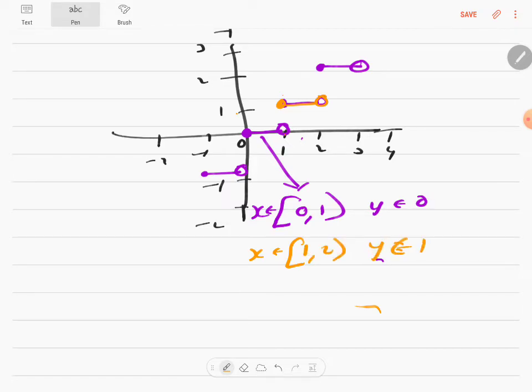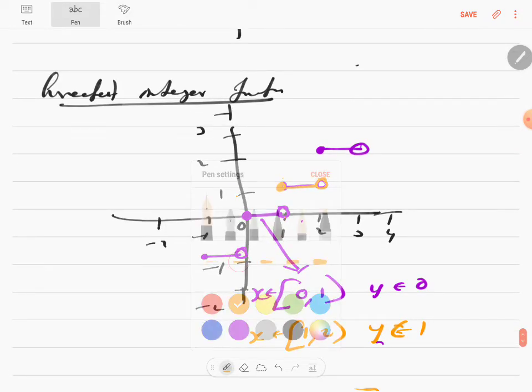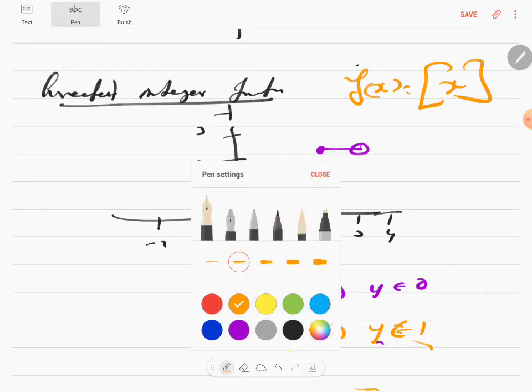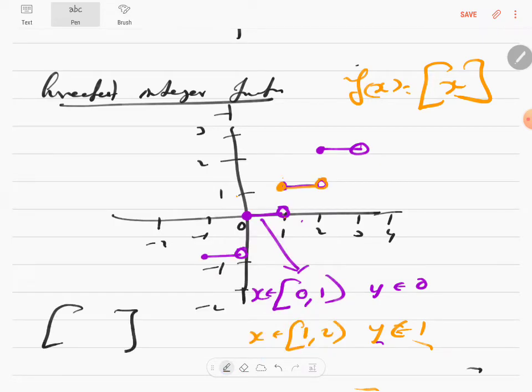Are you clear? Such a function is called the greatest integer function. It's represented by f of x is equal to the square bracket of x. This is called the greatest integer function. If they ask you what is the greatest integer function of 1.5, where is 1.5? In the center. And what is the value for it? 1. With the square bracket, the greatest integer function of 1.5 will be 1.